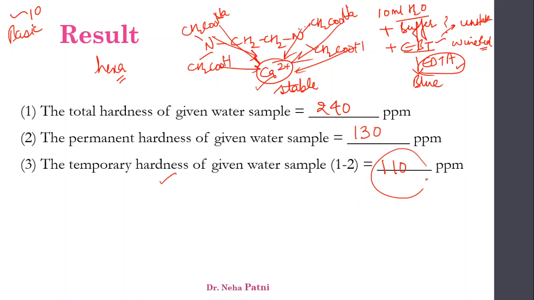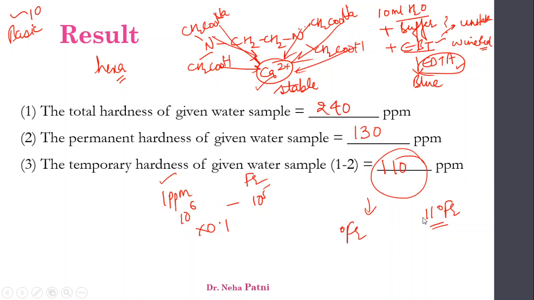And now if I ask you to convert or report the result in degree French, I think you will be easily able to do it, because like 1 ppm is 10 to the power 6, if I want to convert to 10 to the power 5 for French, I have to multiply it with 0.1. So this will become 11 degree French hardness. So I think you can keep on exploring all those numerical portions also. So with that, I think I was able to serve the purpose.